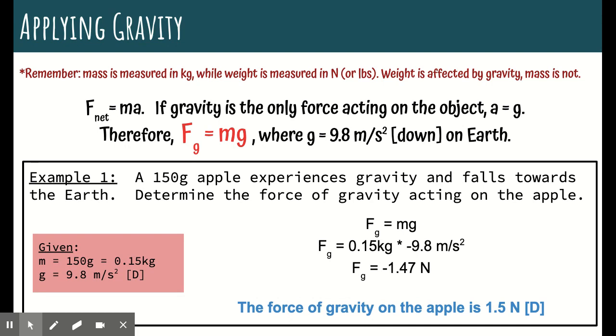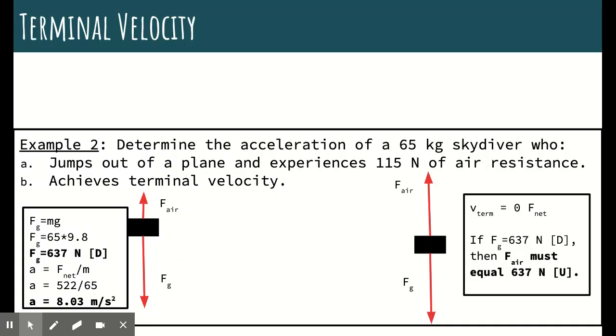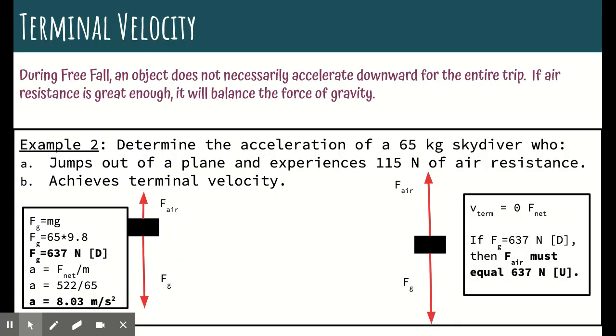The force of gravity is going to be negative 1.47 newtons. So the way that you would write this out to be correct would be the force of gravity on the apple is 1.5 newtons down. You'll notice that it says D in brackets at the end there. That's your directional notation. These are all magnitudes, so they're going to have the value, the unit, and the direction on them always. So you always have to describe what direction it's being applied or what direction the object's moving.